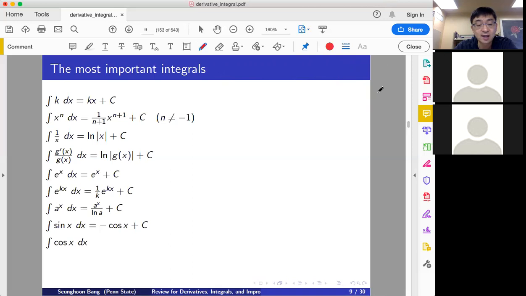What's cosine x? The integral of cosine x is sine x plus c. So similarly, what is the integral of cosine kx dx? What's that? Could you write your answer on the chat board? What is the answer? The integral of cosine kx, do you know?